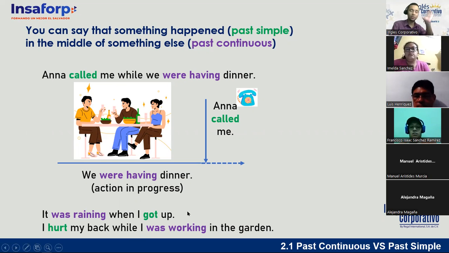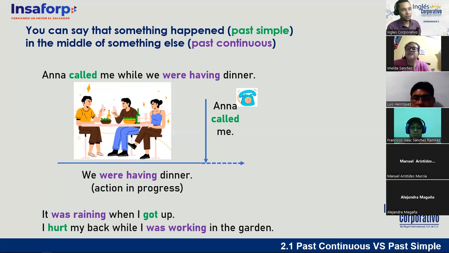That means I was on my bed, it started to rain, and then I got up, and it finished raining later. Or I hurt my back while I was working in the garden. That means that first I started working in the garden, I was cutting the plants, the bad plants. There is another word, but I don't want to say it. Okay, I was cutting the bad plants right there.